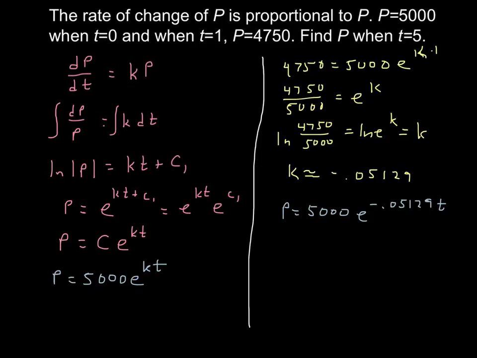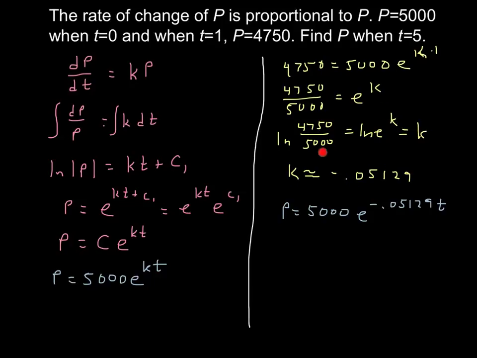Welcome back. You should have got that k would be equal to negative 0.05129, about equal to that. Let's see how it came out. So at this point, we plugged all that information in. The first thing I have to do is divide by 5,000 because I want to solve for k. So I divide by 5,000, so I have 4750 over 5,000 equals e to the k.